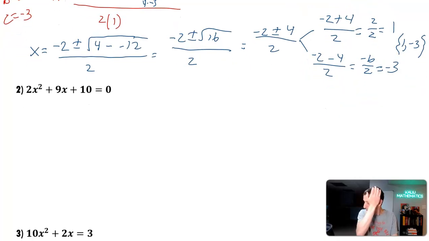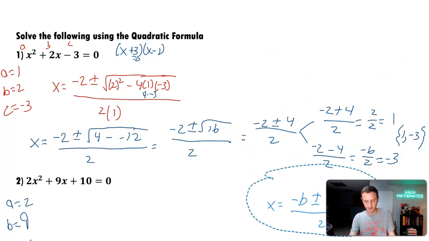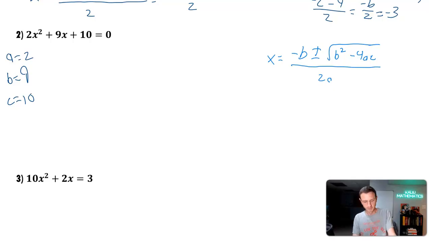Let's move on. Number 2, 2x squared plus 9x plus 10. The leading term is 2. We don't need the leading term to be 1 like we did with completing the square. So we can just treat a as 2. So a is equal to 2, b is equal to 9, c is equal to 10, in case you need to see it while we plug it in.